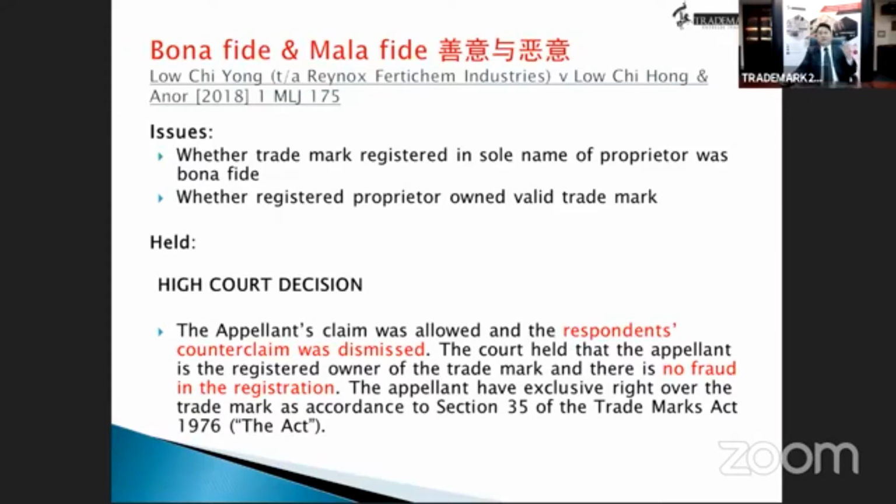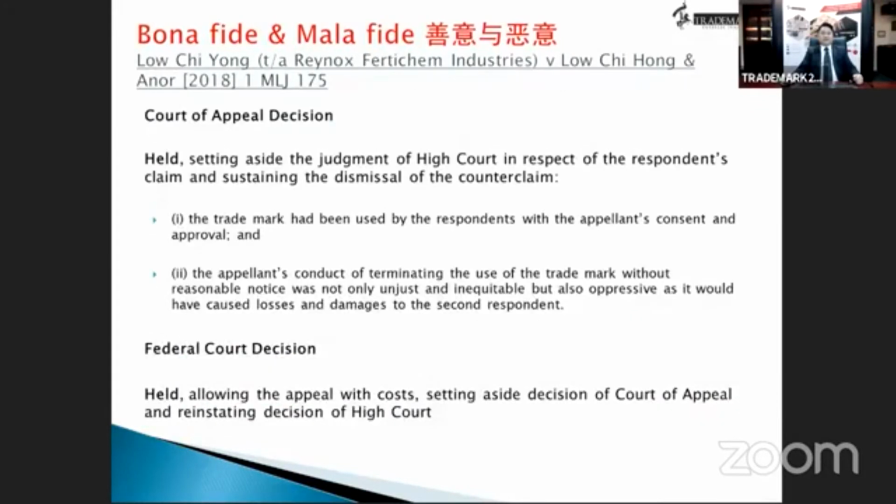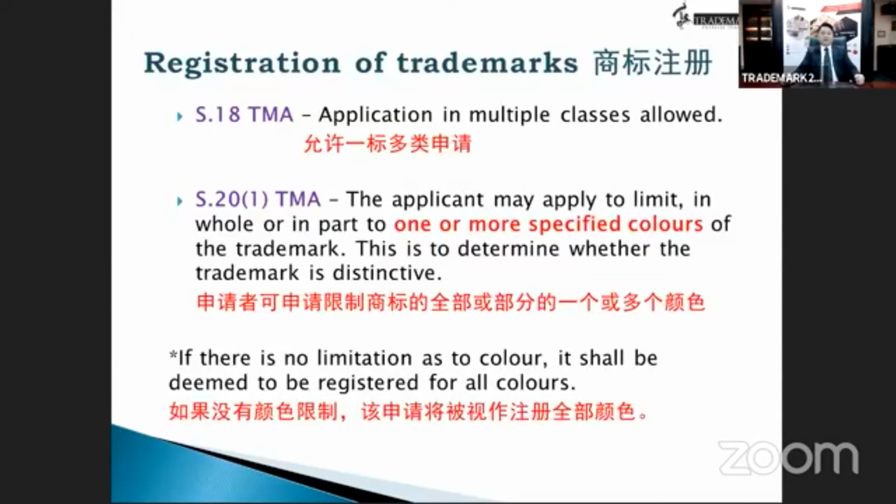Okay, because he actually applied to register the trademark before the commencement of the partnership and the subsequent companies, the business. Okay, so there's no bad faith and the trademark was not obtained by fraud or deception. So this is one of the case law authorities.